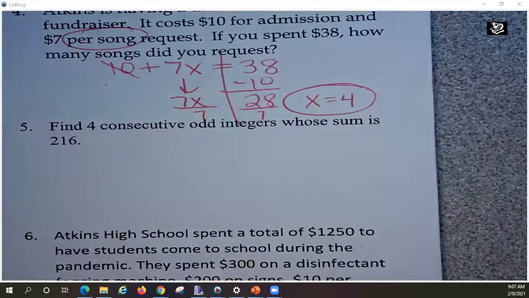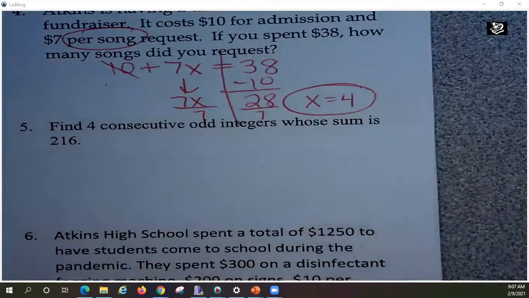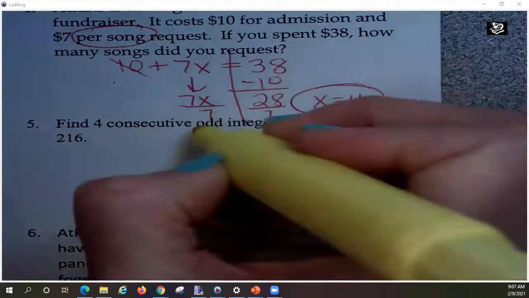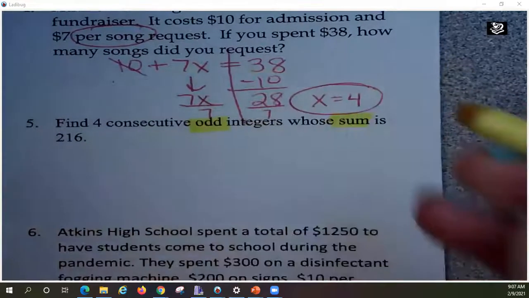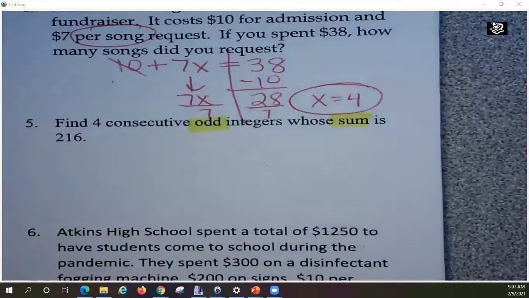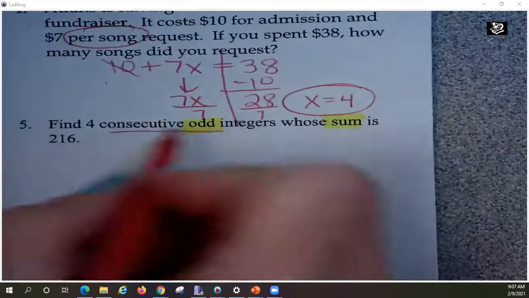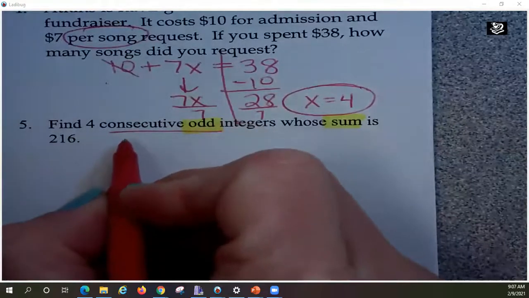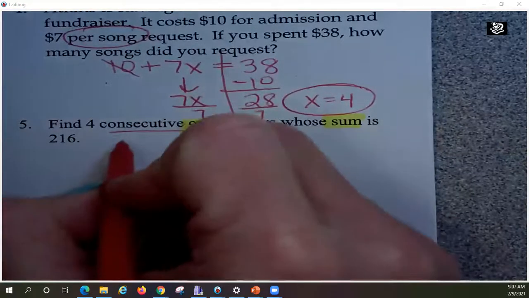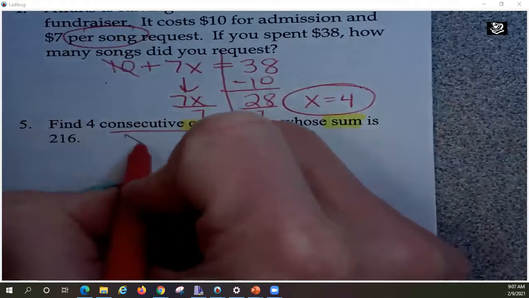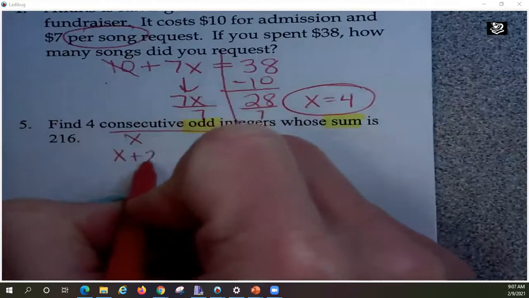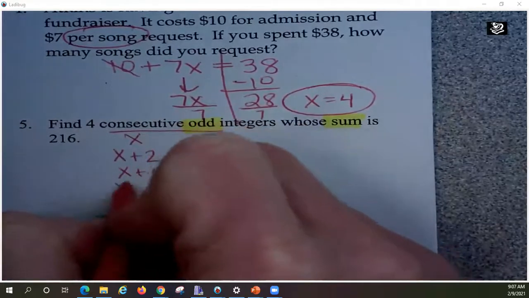Odd. Some. I think he said odd and some. Odd and some. Cameron, what do I do for consecutive odd? Do you remember, Cameron? You put 2, 4, 6. Very good. So I put X plus 2, X plus 4, and X plus 6.